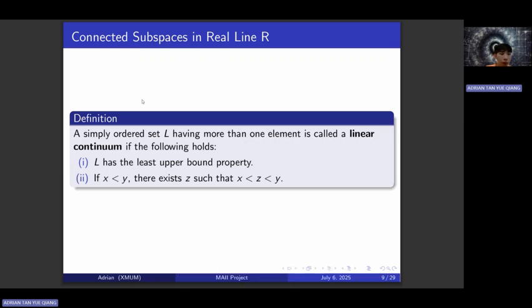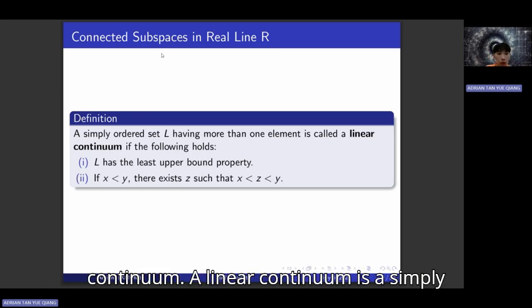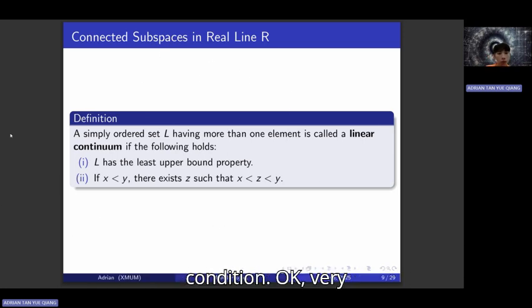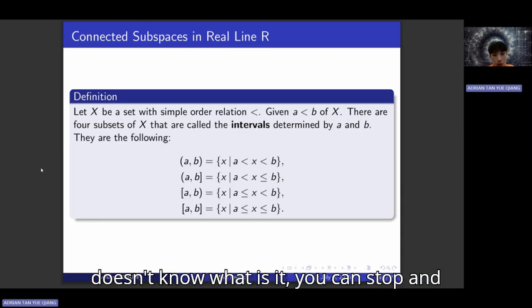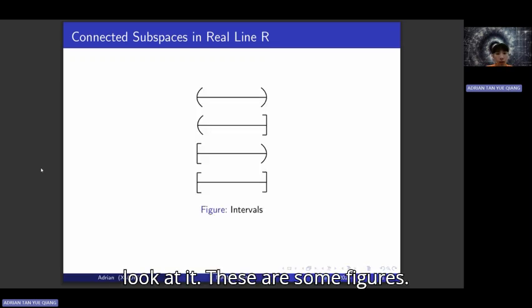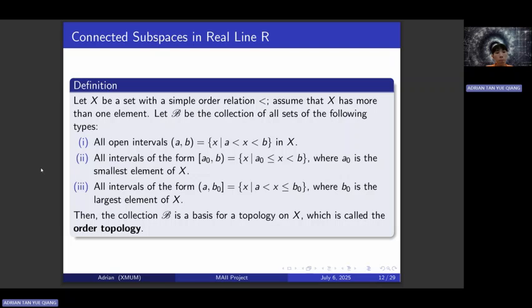So now we want to define what is a linear continuum. A linear continuum is a simply ordered set that satisfies these two conditions. Very easy. And we define what the intervals are. If anyone doesn't know what it is, you can stop and look at it. So these are some figures.